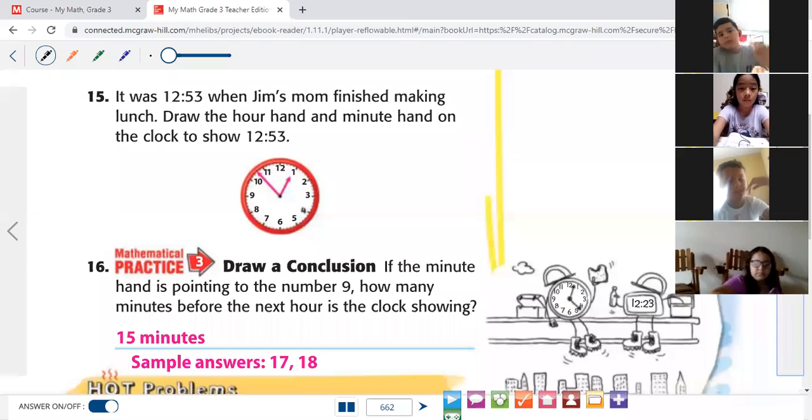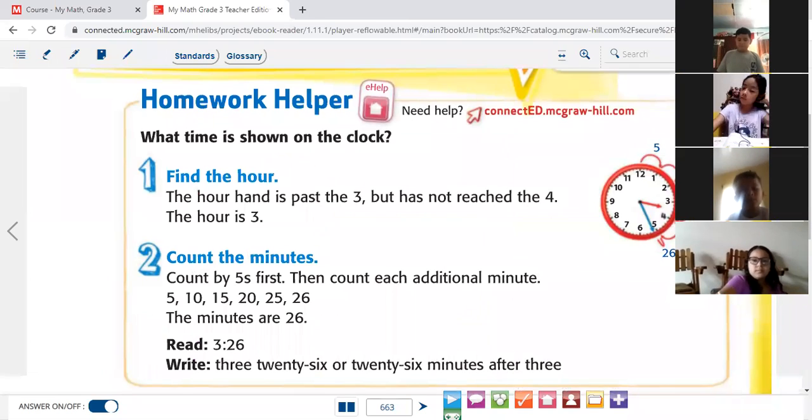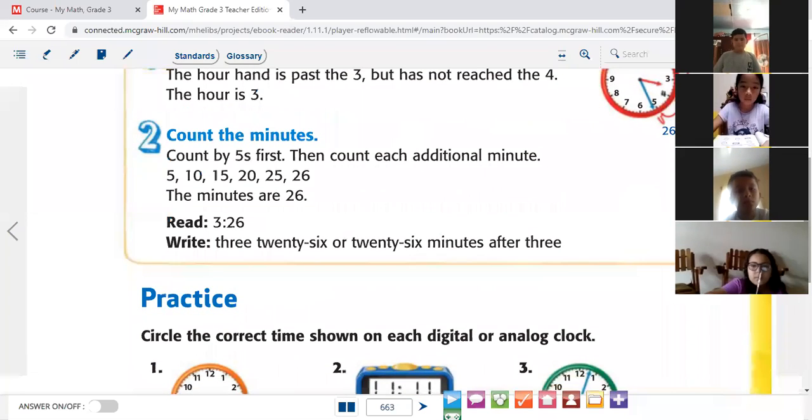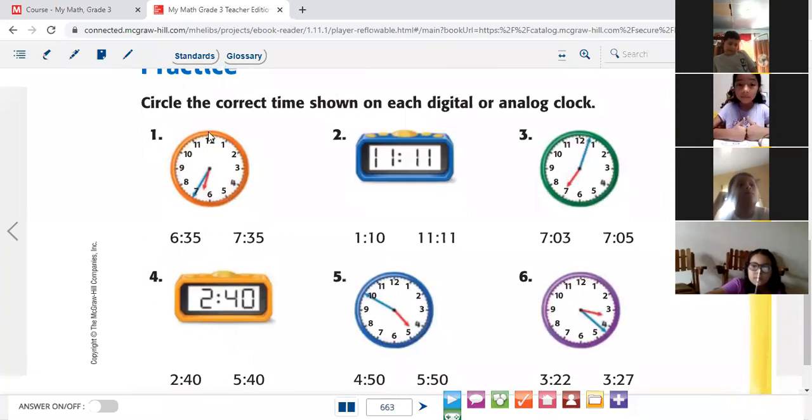Now, please turn your page. We're gonna do the next page together. Now, we're going to do my homework together, okay? I only have 2 minutes left of the meeting. So remember, if the meeting ends, everyone has to connect again. Now, let's do number 1 together. Circle the correct time shown on each digital or analog clock, okay?